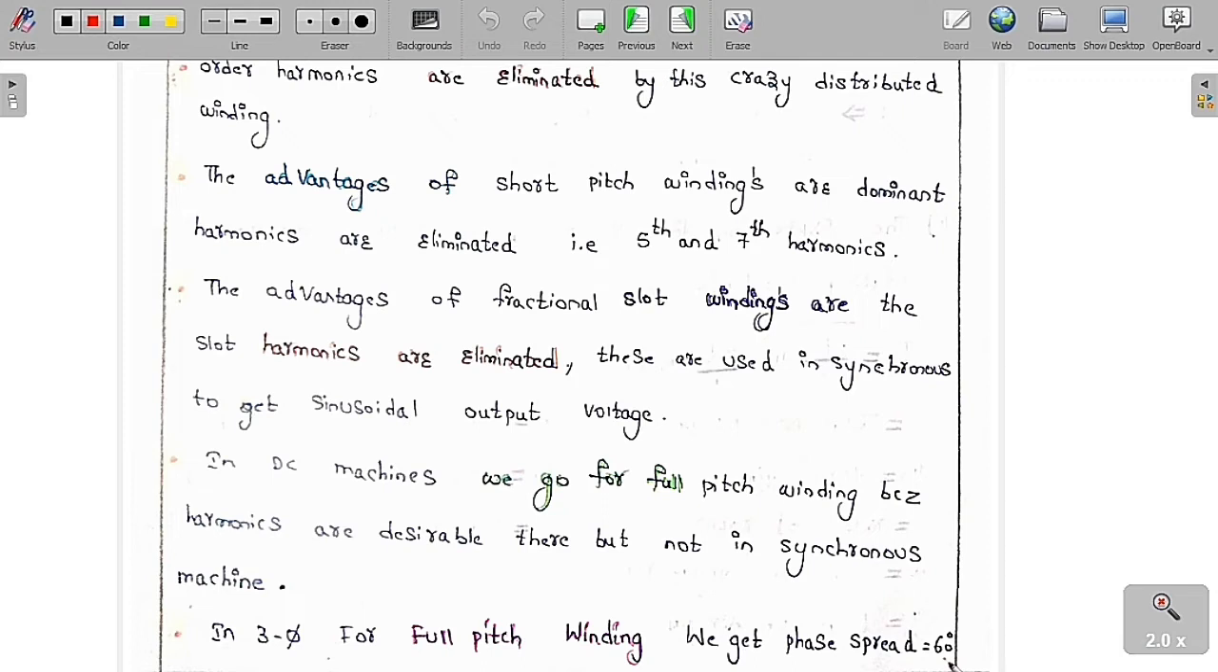In three phase, for full pitch winding, we get a phase spread of 60 degrees. 60 degrees is also called the narrow phase spread, and 180 degrees is called the wide phase spread. So in three phase for full pitch winding, the phase spread is equal to 60 degrees.